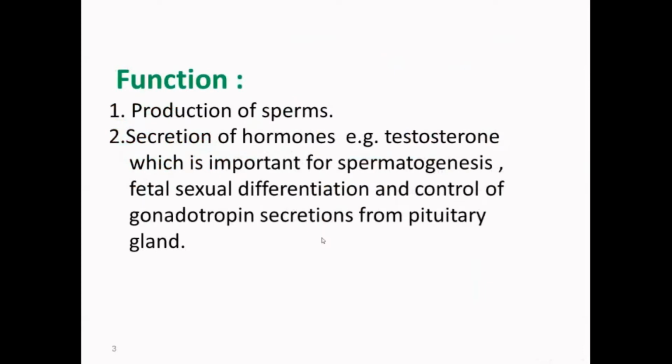The major functions of the male reproductive system is the production of sperms, which is important for reproduction, the main reproductive function. Also, there is secretion of the hormone testosterone, that is essential for the process of spermatogenesis, the process of sperm formation. Also, testosterone acts on fetal sexual differentiation, the development of the male sexual organs during intrauterine life, and controls the secretion of gonadotropins from the pituitary gland, FSH and LH.